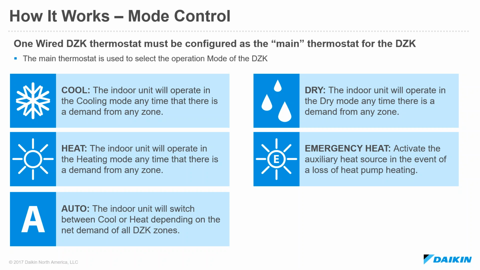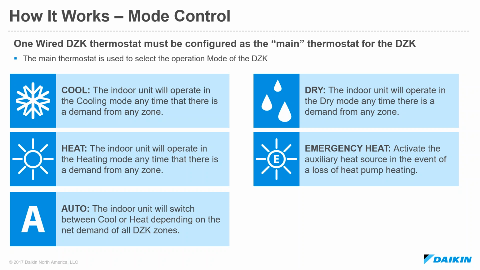Choosing the main thermostat is what really helps drive the setting of the operation mode of the DZK. So the main thermostat can choose cooling operation, it can choose heating operation, we can choose an auto mode, we can also choose dry mode and an emergency heat mode.